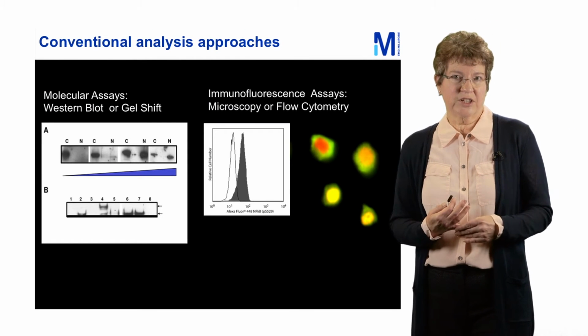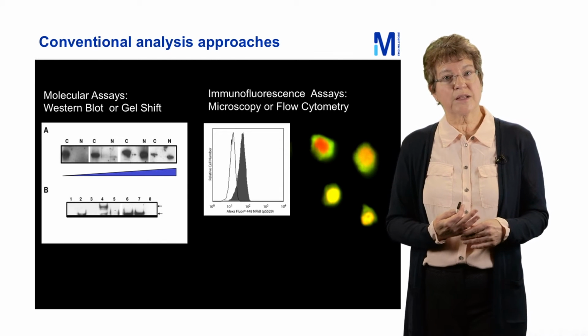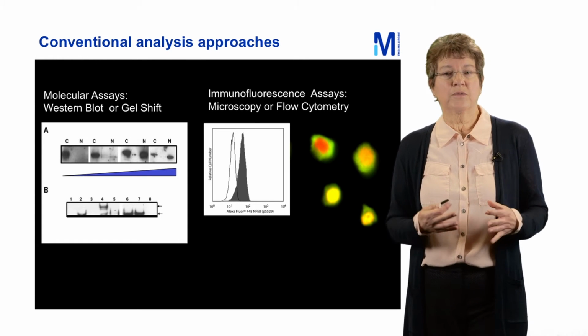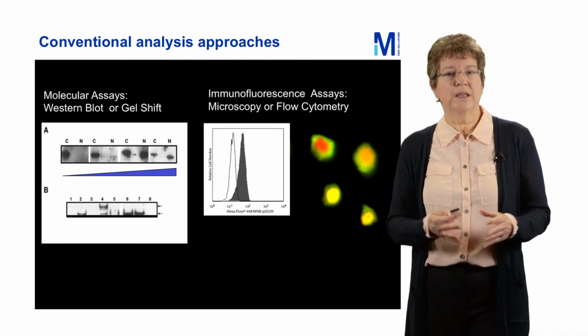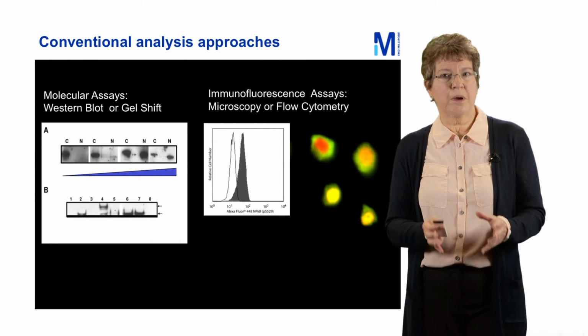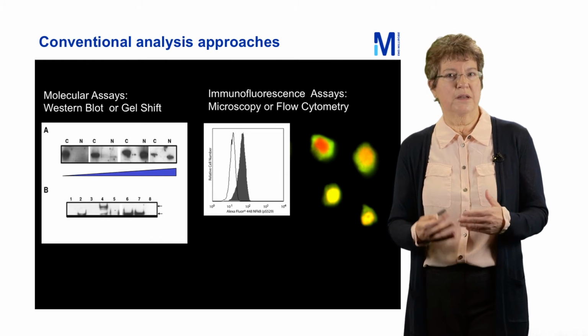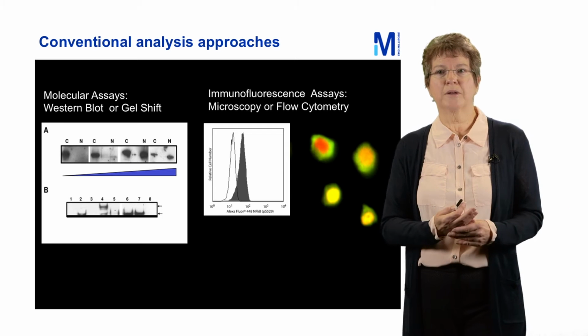How is that done in conventional ways? Molecular analysis using Western blots or gel shift assays on bulk populations. Whether you've isolated a pot of cells or it's a cell line, it's a group of cells, it's a population of cells that you're analyzing. And if you have a band, then in the nucleus or cytoplasm, you're measuring a pot.